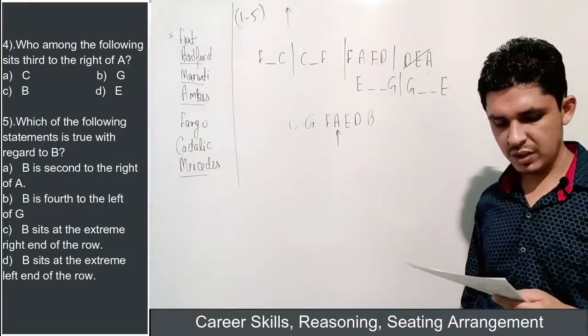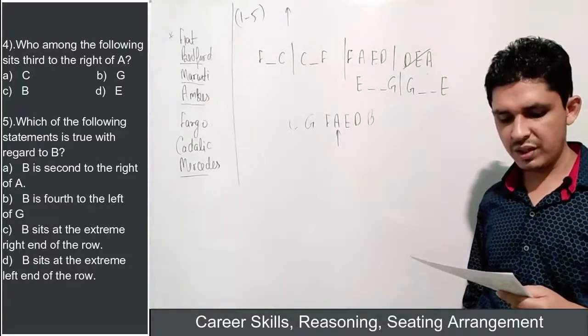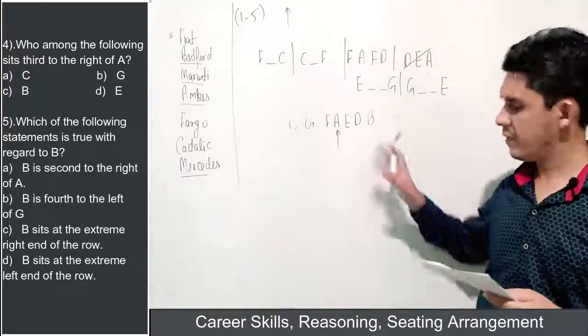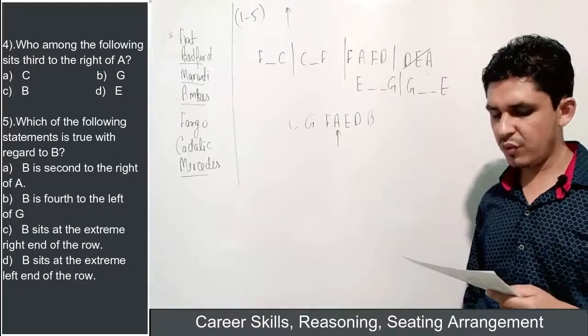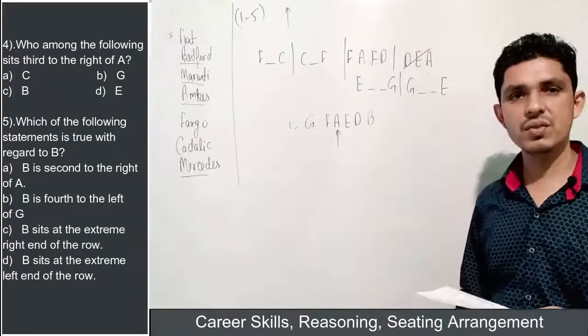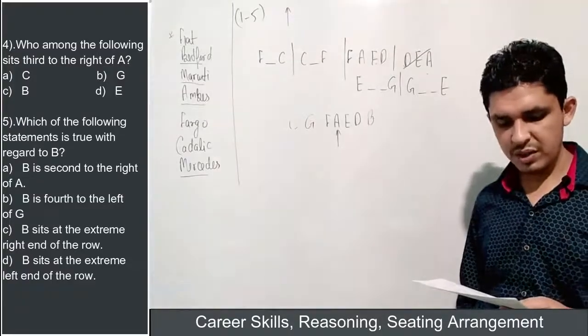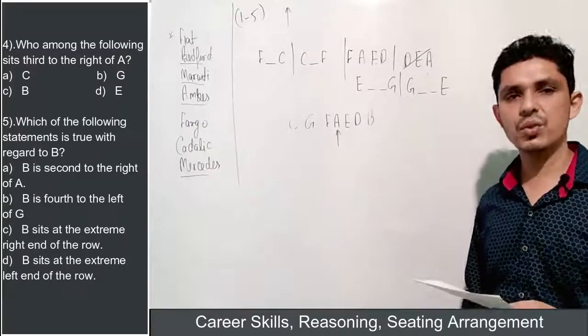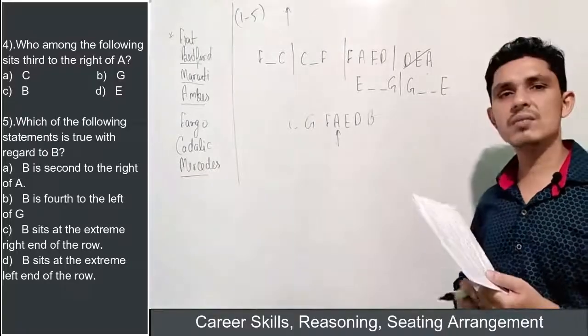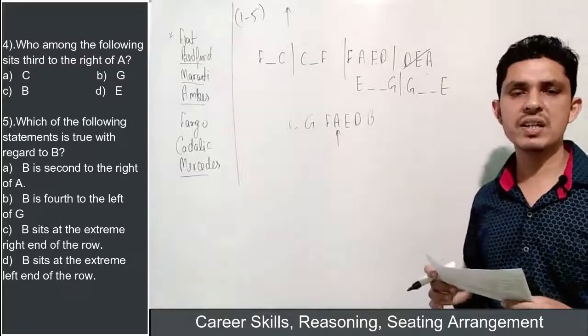So we can check. B sits second to the right of A. This is wrong. B is 4 to the left of G. This is also wrong. Thereafter, B sits at the extreme right of the row. B sits at the extreme right of the row. This statement is perfectly correct.